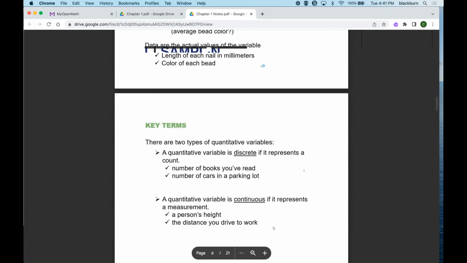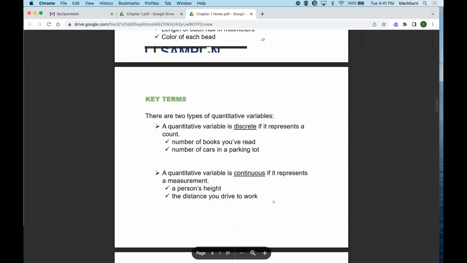More key terms. So we've got discrete versus continuous. It's very important that we understand the difference between those two terms. Discrete is like the number of books you've read: 1, 2, 3, 4. If you're one of my sons, 0. So the number of books you read is discrete. There's a gap in between the numbers. Another example is the number of cars in a parking lot.